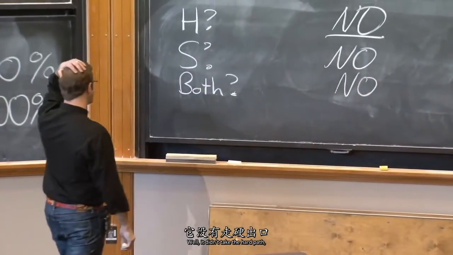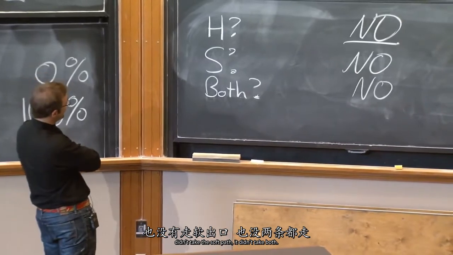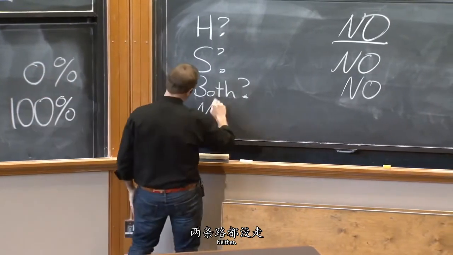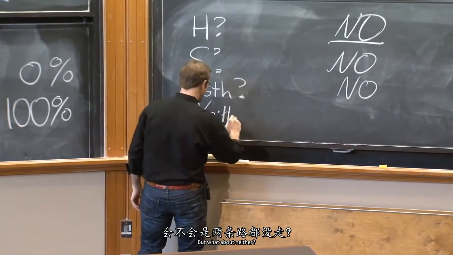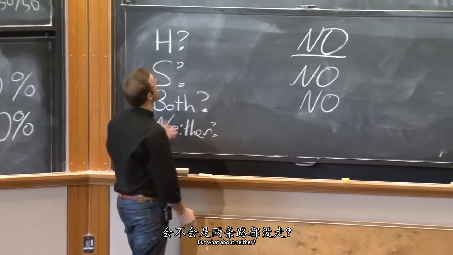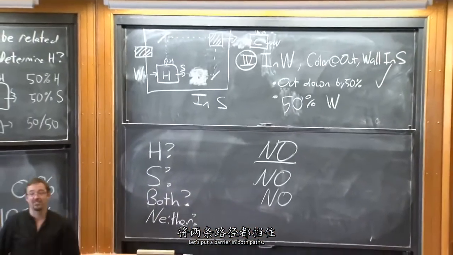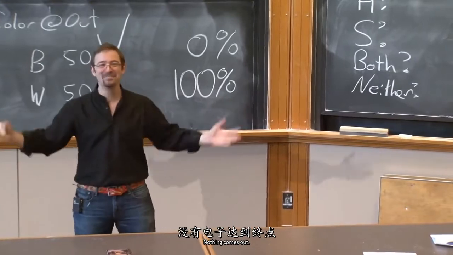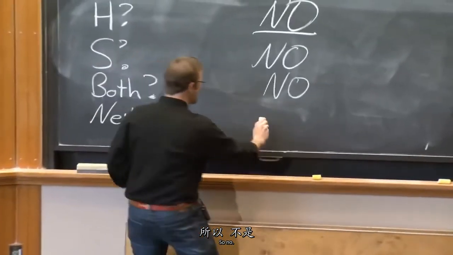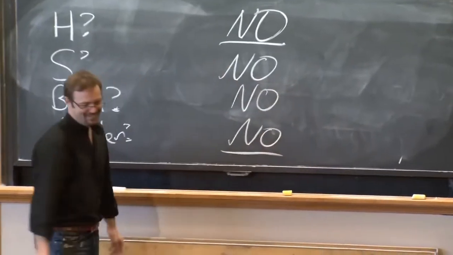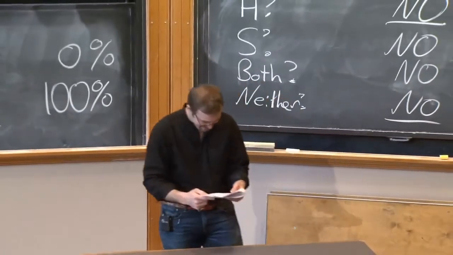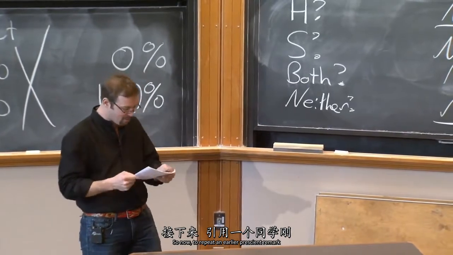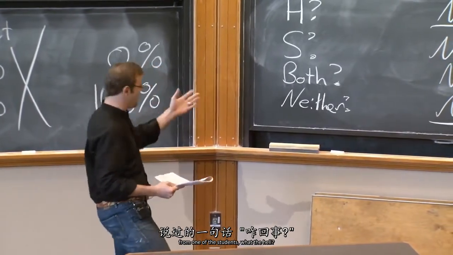Well, it didn't take the hard path. It didn't take the soft path. It didn't take both. There's one option left. Neither. Well, I say neither, but what about neither? And that's easy. Let's put a barrier in both paths. And then what happens? Nothing comes out, right? So no. OK. So now, to repeat an earlier prescient remark from one of the students, what the hell?